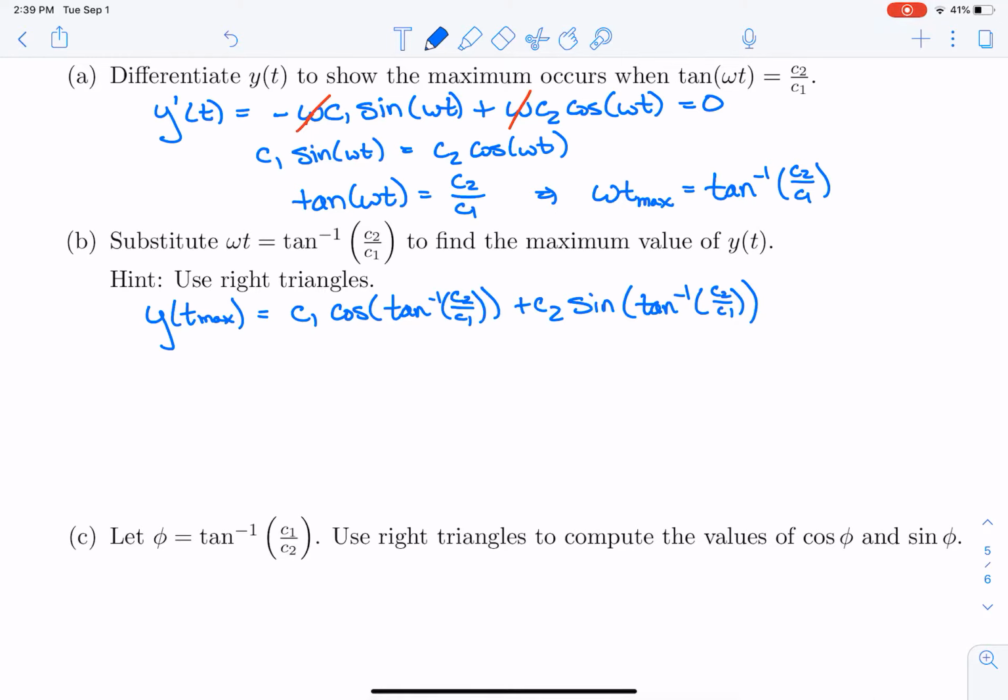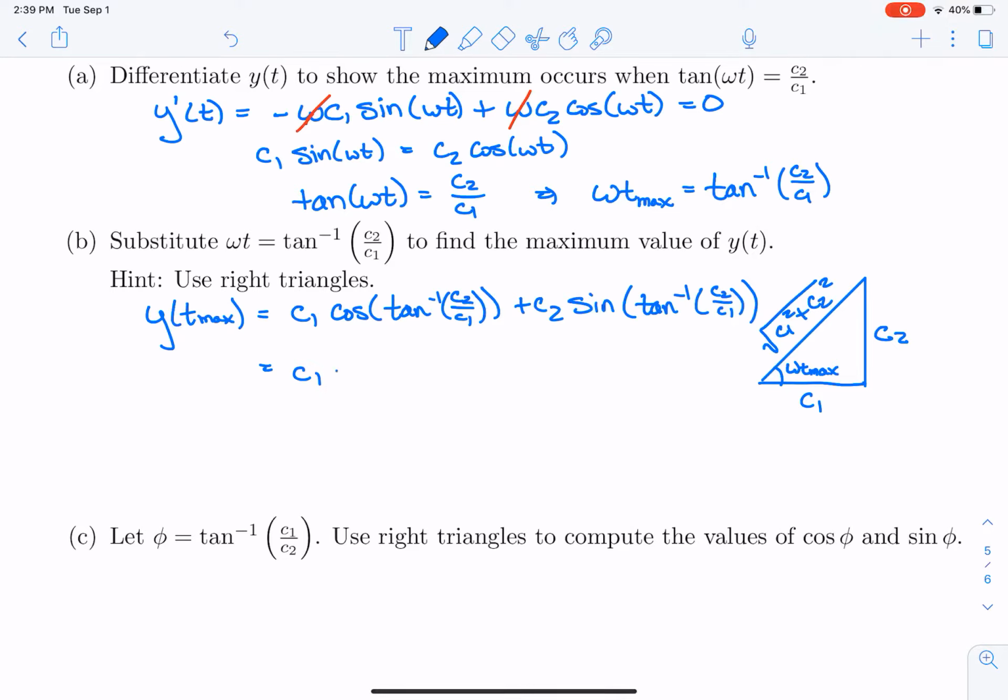Now, some of you may have memorized formulas for cosine of arctangent. I can never remember these things. So what I do is I like to draw a right triangle. And so here I'm going to have my omega t max. That's my angle. And then I know that tangent of omega t max is actually equal to C2 over C1. So it's going to be equal to C2, the opposite side, over C1, the adjacent side. That means that the hypotenuse is the square root of C1 squared plus C2 squared.